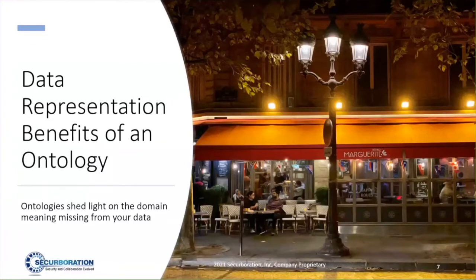All right. So, data representation benefits of an ontology. What we've been talking about is how ontology can shed light on the domain meaning missing in your data. In this section, we'll summarize some of the benefits of ontology from a data representation perspective. How can an ontology improve the representation of meaning over other data representation techniques like databases? In short, with an ontology, more meaning can be expressed in the ontology's data structures and less in algorithms to produce meaning.